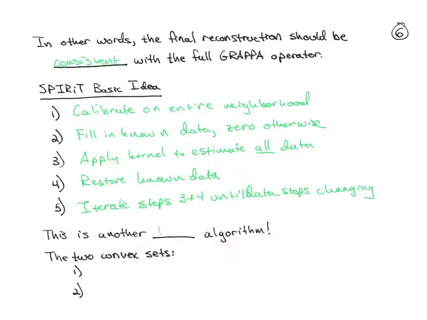So this is another example of a POCS algorithm, a projection onto convex sets algorithm, where here we have 2 convex sets. One is the set of data that is consistent with the kernel. By that I mean k-space data synthesized and known ahead of time, consistent with the kernel. And the other set is the set of data that matches the acquired data.